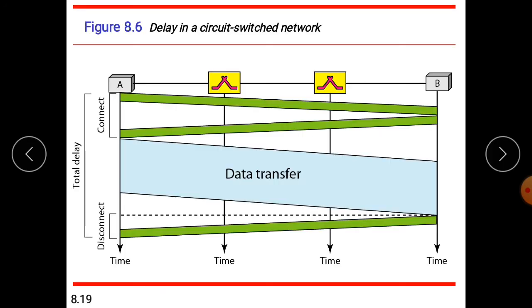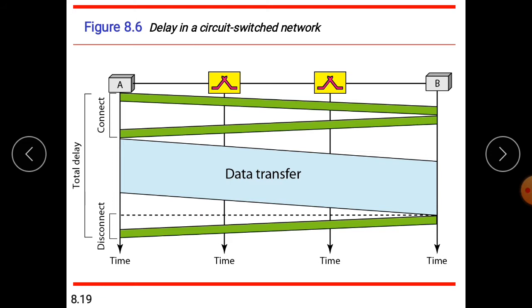So this diagram will show the delay in a circuit switched network. Here only two switches are used in this example. In this example, we will consider no waiting time at each of the switches. There is no waiting time. The total delay is due to the time needed to create the connection, transfer the data and disconnect the circuit.